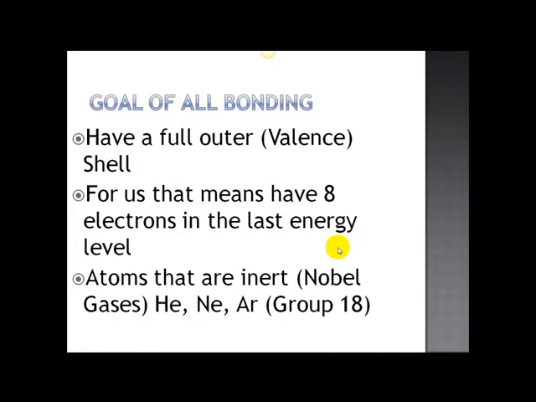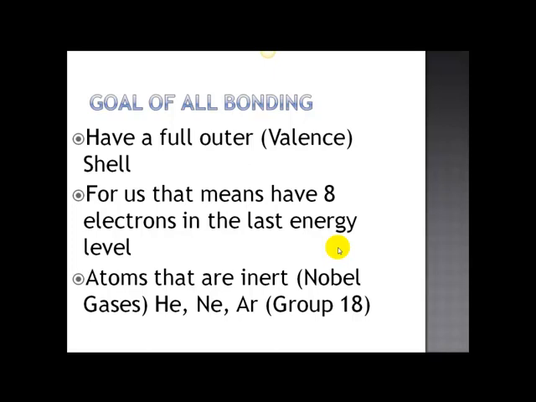Any atom, no matter what we're talking about, when they bond together to form molecules or macromolecules, such as salt or water or a protein, their goal is to have a full outer or full valence shell. If you think back to your atomic structure, that means having 8 electrons in your last energy level. Now, the ways atoms can do that is they can gain, lose, or share electrons.